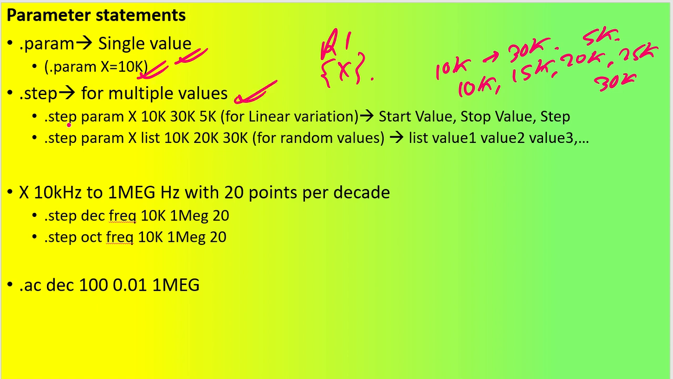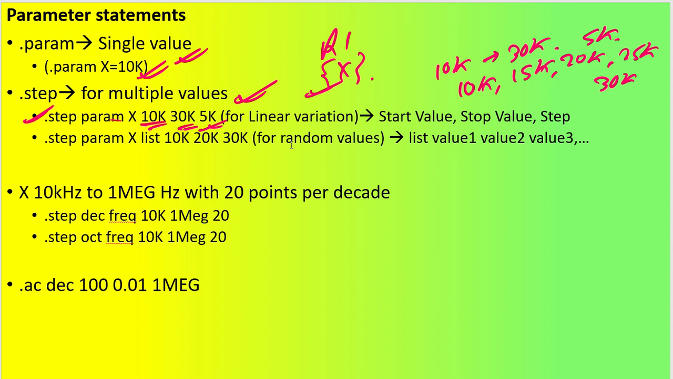Coming back to multiple values, for multiple values we have the command .step. Let us say we want to vary the variable value X from 10 kilo ohm to 30 kilo ohm in steps of 5 kilo ohm. What will be the different values that will be assigned? It will be .step param X, and then 10k, 30k, that is the start value and the stop value, and this is the step size. So what will be the values assigned to my R1? That will be 10 kilo ohm, then 15 kilo ohm, 20 kilo ohm, 25 kilo ohm, 30 kilo ohm. So this is how you assign a linear variation to a particular variable.